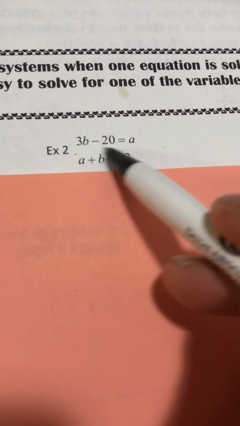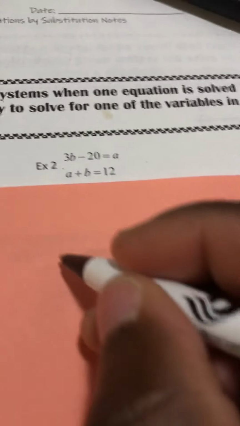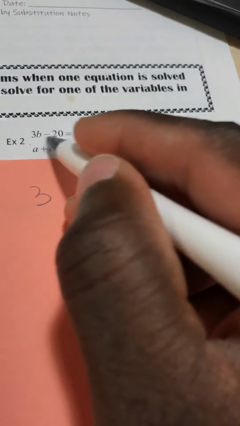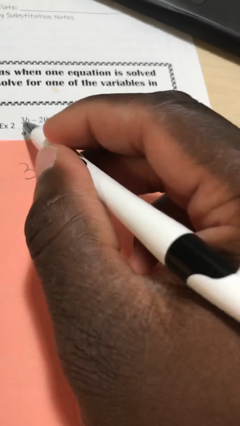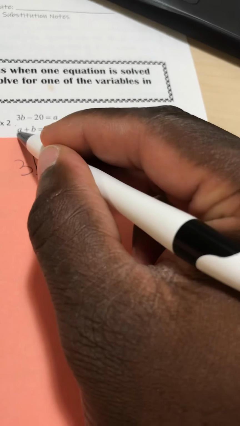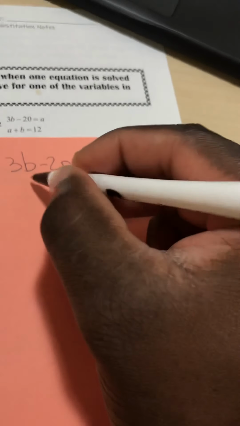Example 2. With example 2, since a is already defined, I'm just going to take all of this and plug it in for a at the beginning. A is right here. So I will write it like this. 3b minus 20, that goes for a, right? Plus the b from the equation equals the 12.